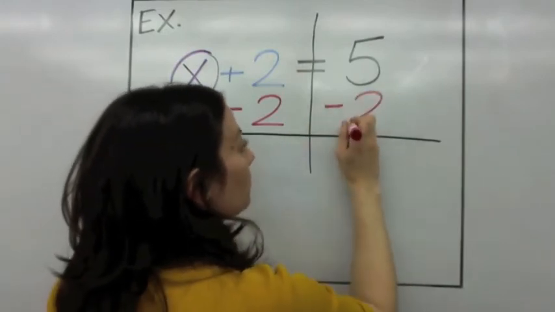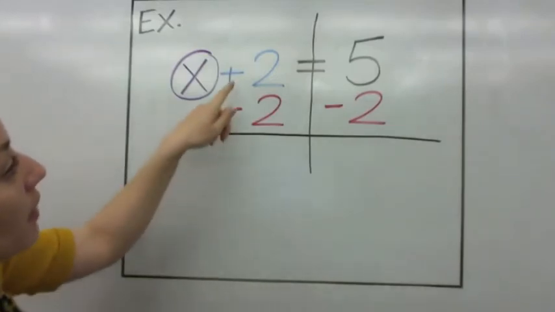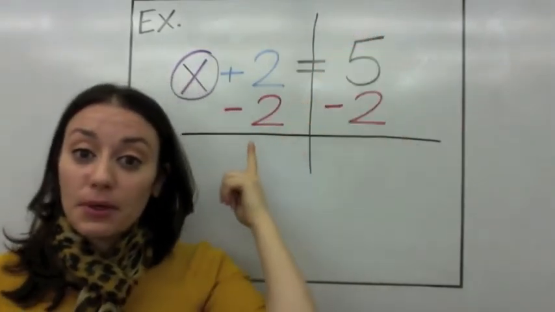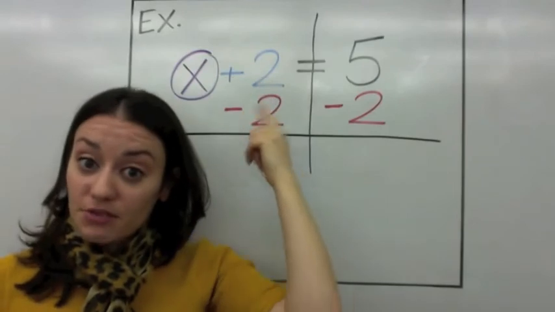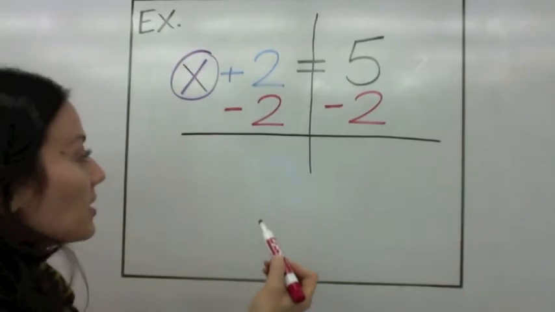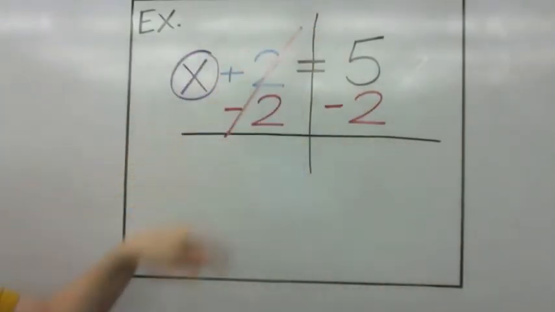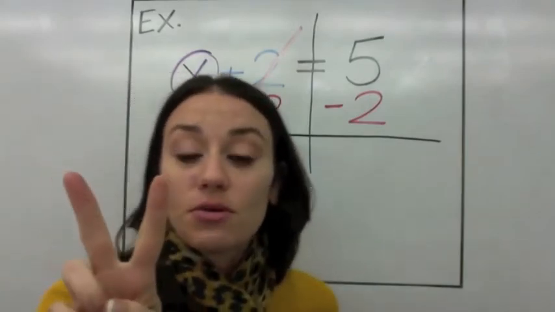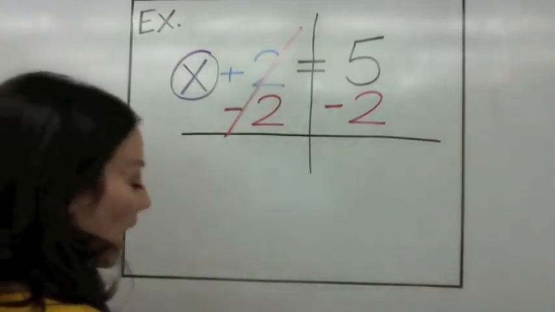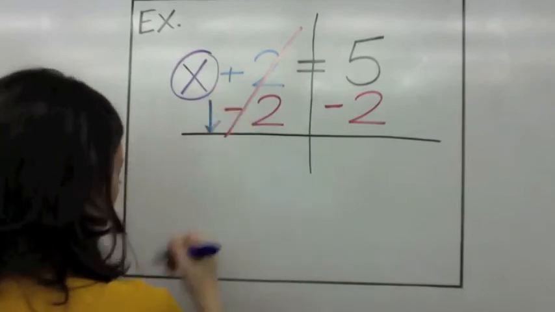Okay? All right. So now what we can do is take a look at positive 2 and negative 2. Now, whenever you have a positive number and a negative number, and they're the same number, like positive 2 and negative 2, they make 0. So you're going to cross it off like this, because now that goes away. A positive 2 and a negative 2 is like saying 2 minus 2. 2 take away 2 is 0.